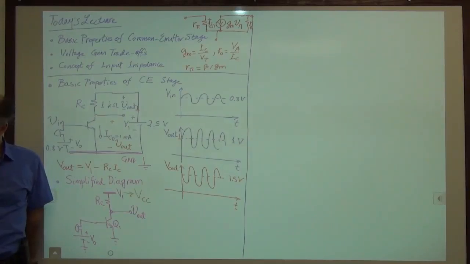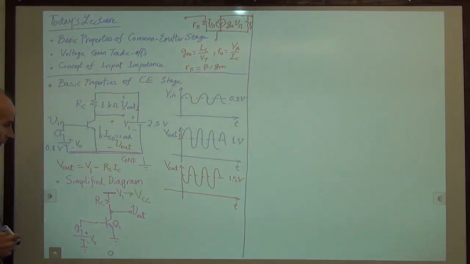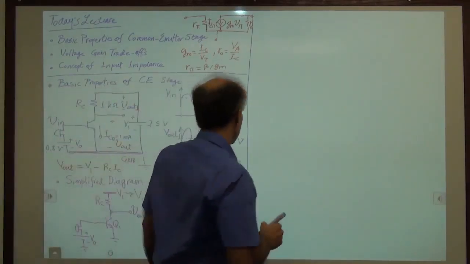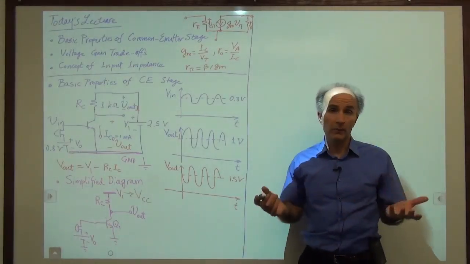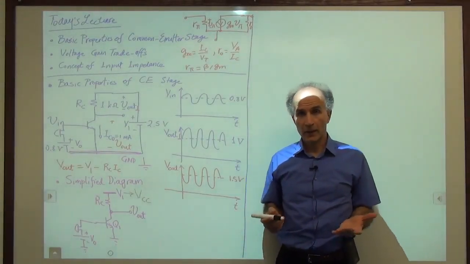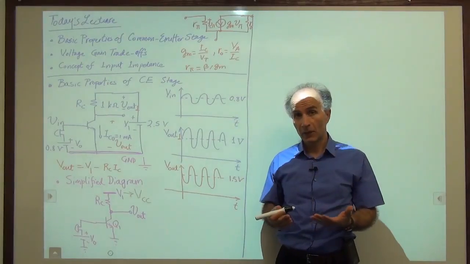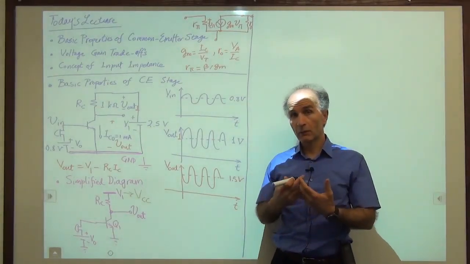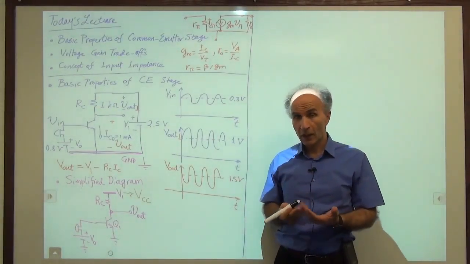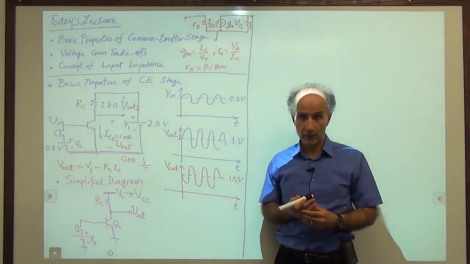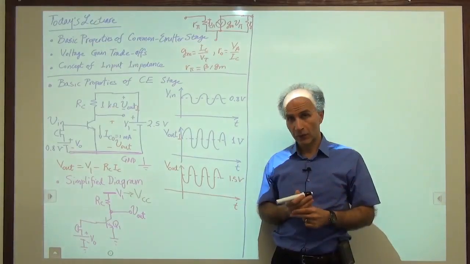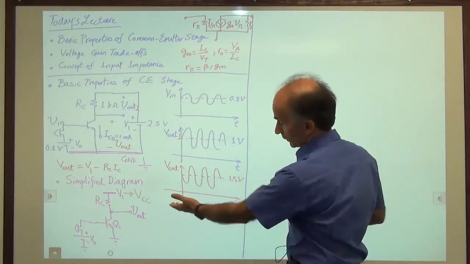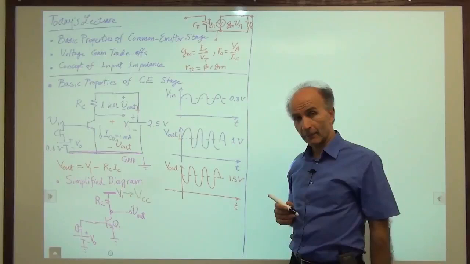Okay, so that is our basic common emitter topology. And now we are ready to calculate its voltage gain. Last time we said that one important property of an amplifier is its voltage gain, meaning if I give it a 1 millivolt swing at the input, how much swing do I get at the output? The ratio of the output swing and the input swing will be the voltage gain. So we need to calculate the voltage gain of the common emitter amplifier.